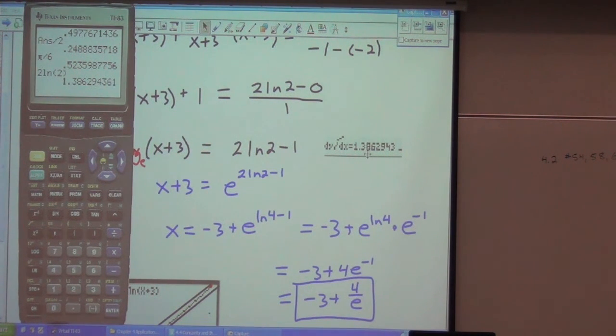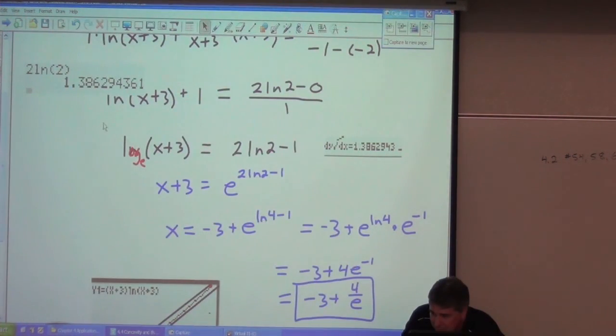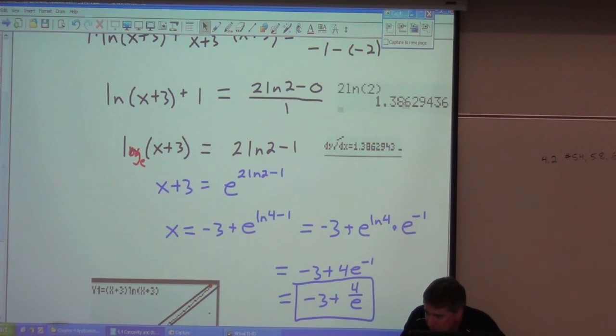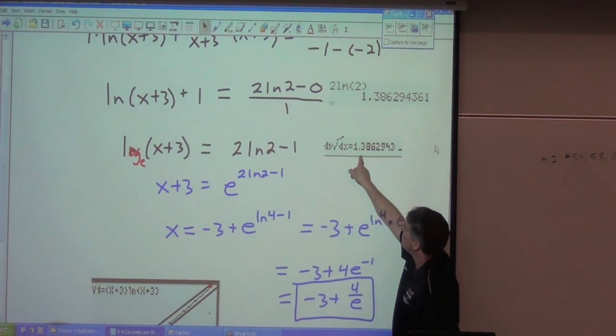Look at that. These are about what we were trying to figure out. Okay, well there we go. That was the whole thing of the mean value theorem, to try to figure out where the average rate of change equals the instantaneous rate of change.